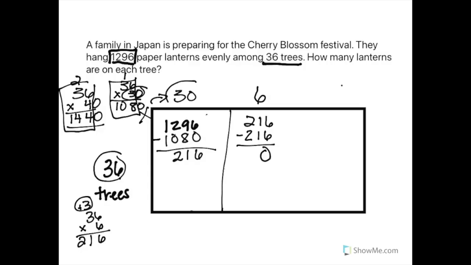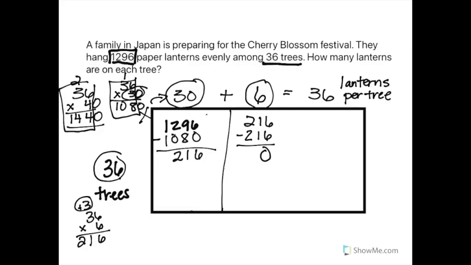So I have a partial quotient of 30 and a partial quotient of 6. I'm going to add those together. I get 36. So my answer is 36 lanterns per tree.